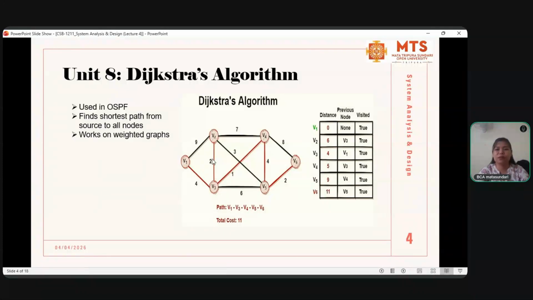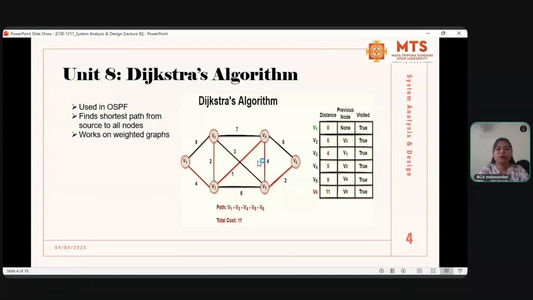So V1 to V2 means distance is 6. It will be 4 plus 2, 6. Then the previous node is what? V3. Whichever direction we follow, we will mark with the red color. So V3 is covered, V2 is covered. But here we have to mention, since V3 comes after V1, what is the distance? 4. From V1 to V3, its distance is 4. So the previous node was V1. So it is visited, true.